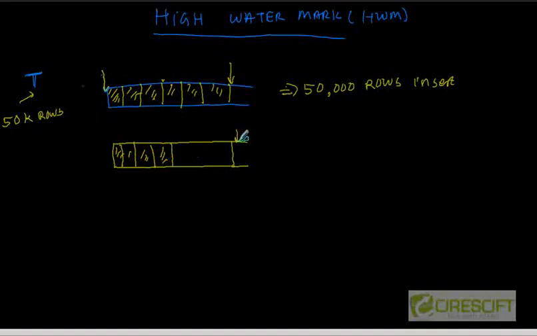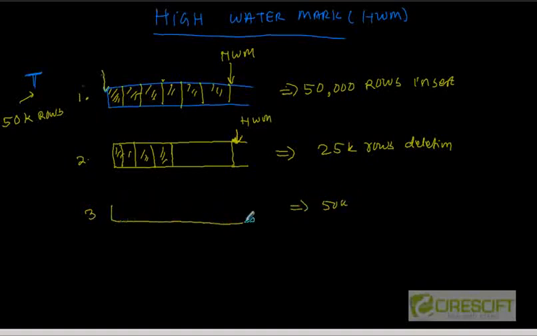But the high water mark is still at this point, up to the last possible insert. So this is the HWM, and after the 25,000 rows deletion, the high water mark remains the same. These are the empty spaces. This is step 1, and this is step 2. Let's say after this we are going to add 50,000 more rows.